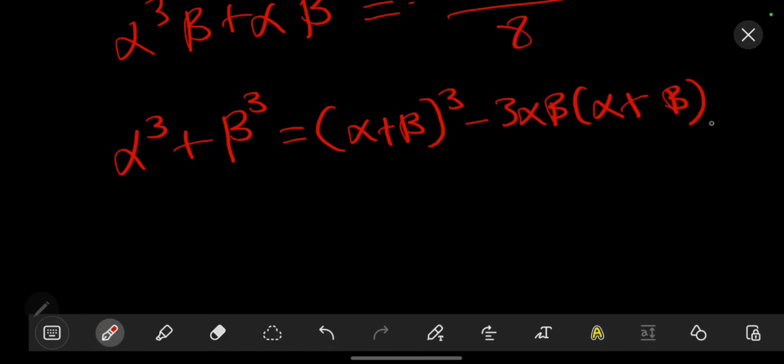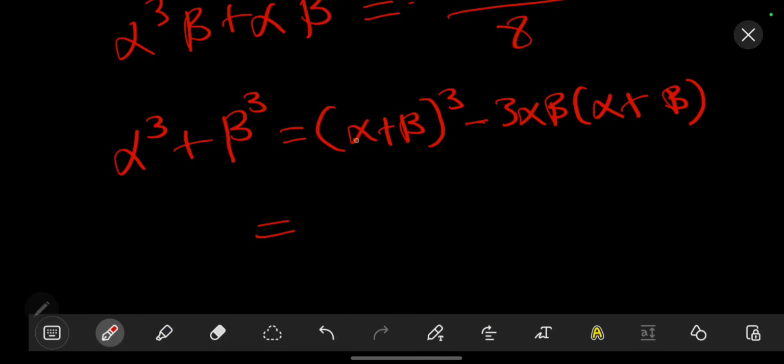So if you don't know how to get to this one, you can just memorize the formula. If you know how to derive but you don't know how to memorize, you can just derive when you are given a question.